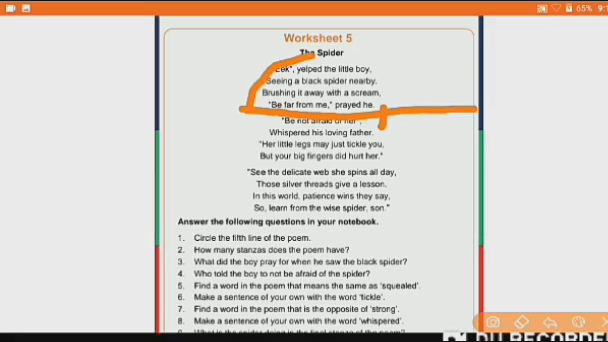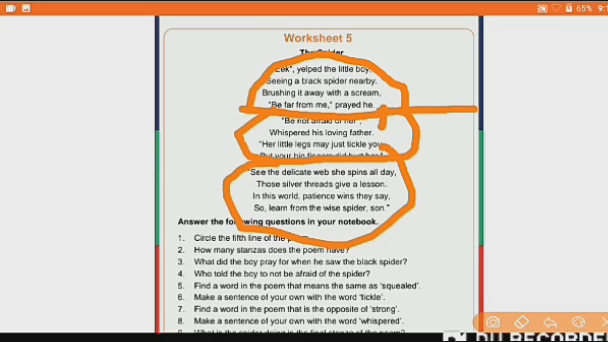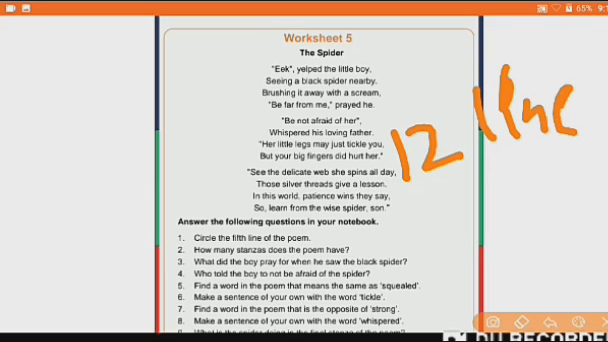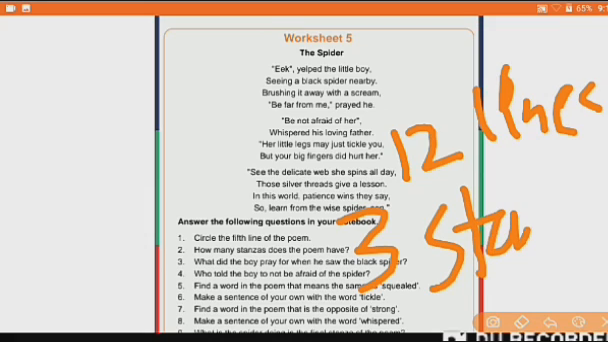So first, सेकेंड एंड अगेन थर्ड, तो ये दोनों के बीच में भी हम स्पेस देख सकते हैं. सो वी कैन से दैट हियर वी हैव 12 लाइन्स. एंड हाउ मैनी स्टांजास आर देयर? 3 स्टांजास वी हैव. ओके, so this poem, The Spider, that contains 12 lines and 3 stanzas. Okay, or in other words we can say this poem has 3 stanzas of 4 lines each.